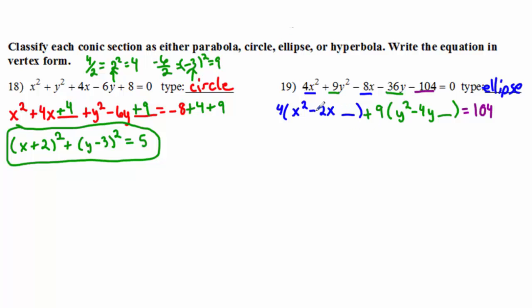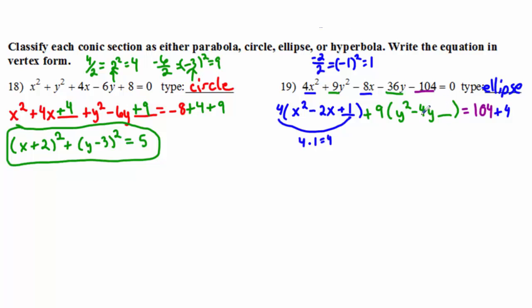And so I half -2, which gives me -1. I square it, and that gives me +1. So I put +1 in the parentheses. But to keep my equation balanced, I have to pretend like I would distribute this, which is 4 times 1, which is 4. And that's what I add over to the right side. Okay, I didn't really add 1 to this side. I really added 4 times 1. But what I want in parentheses so I can factor is that 1.